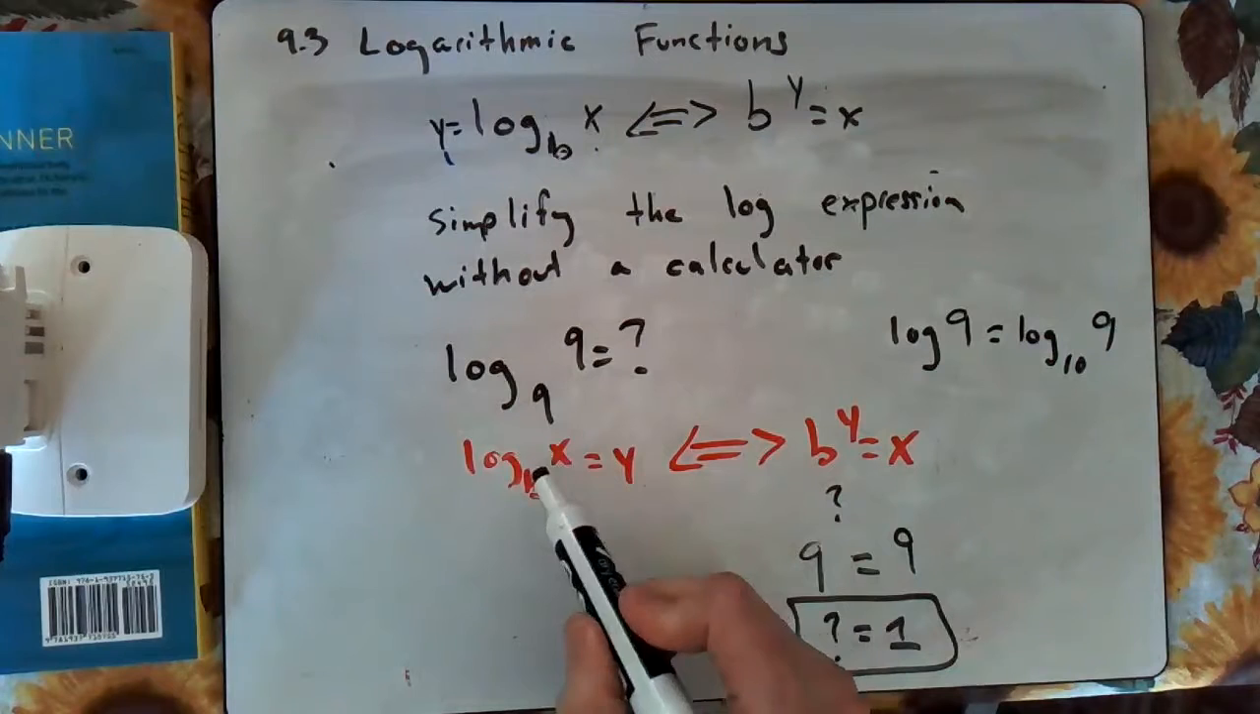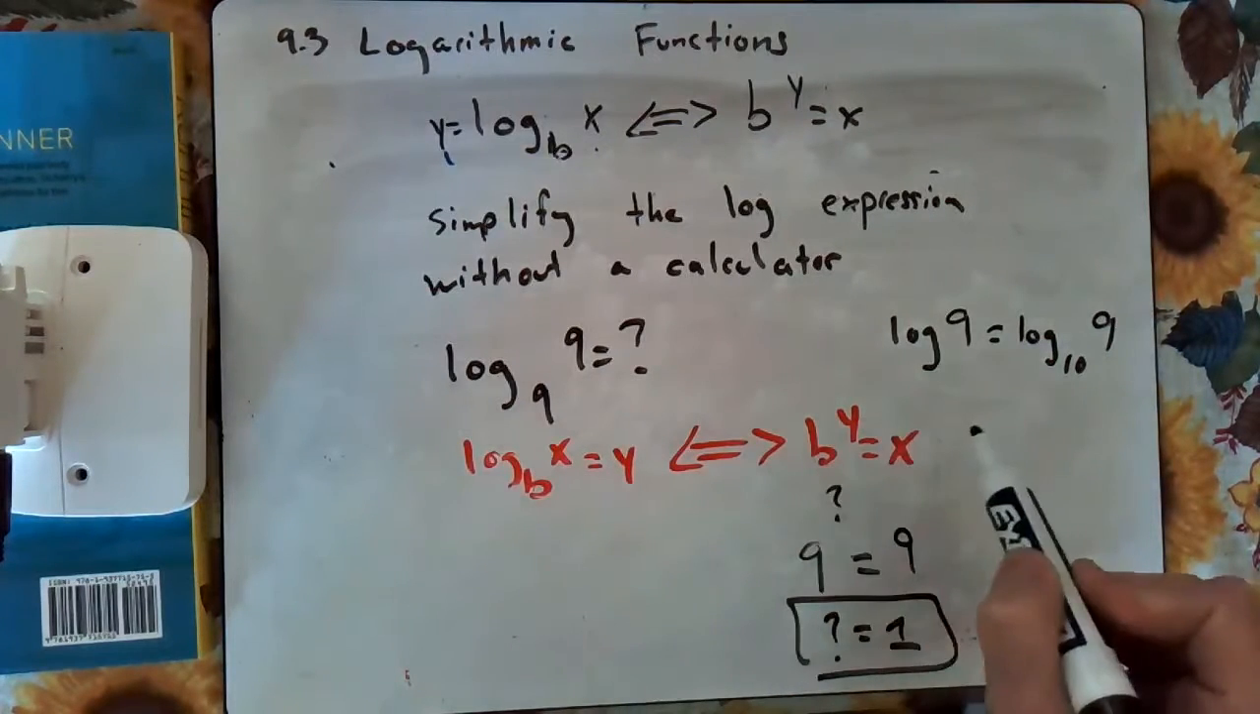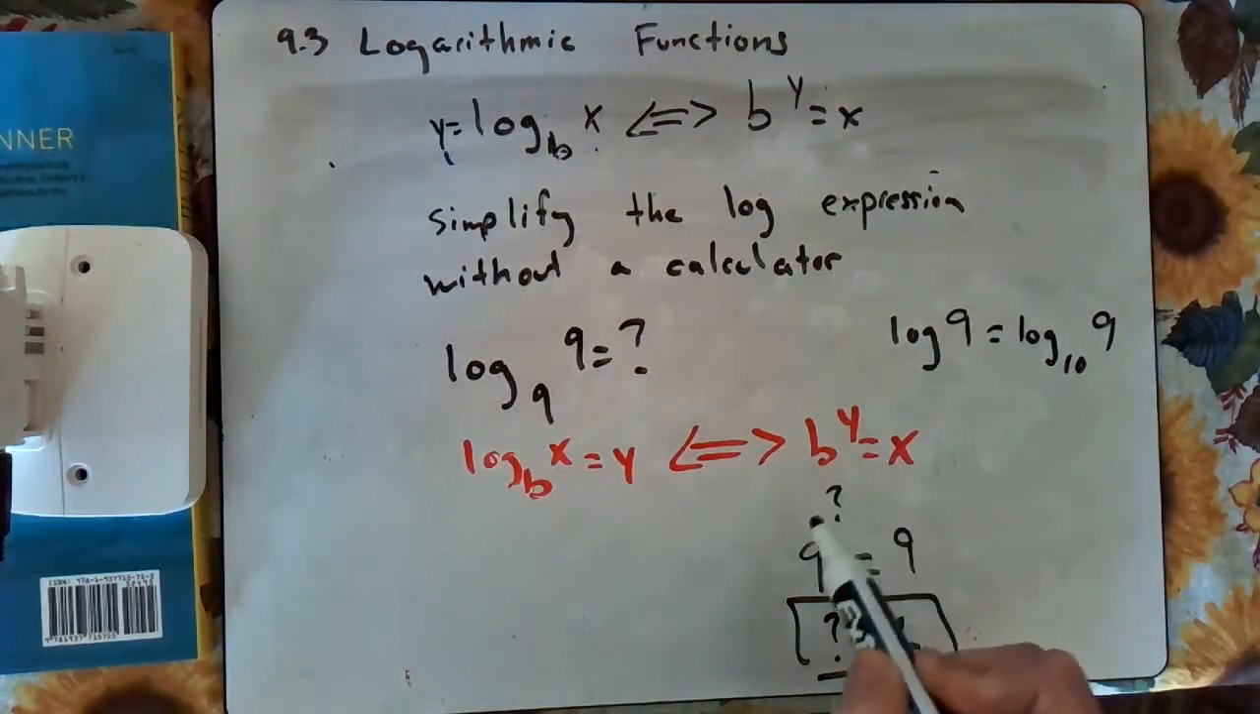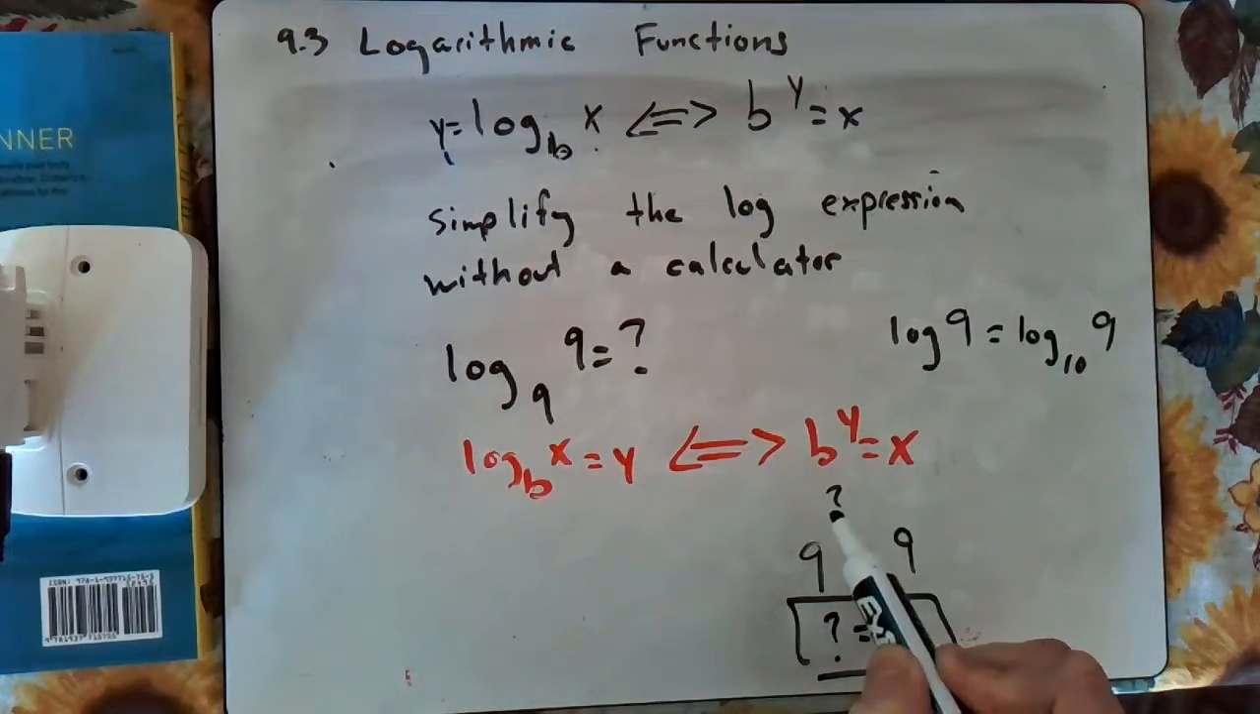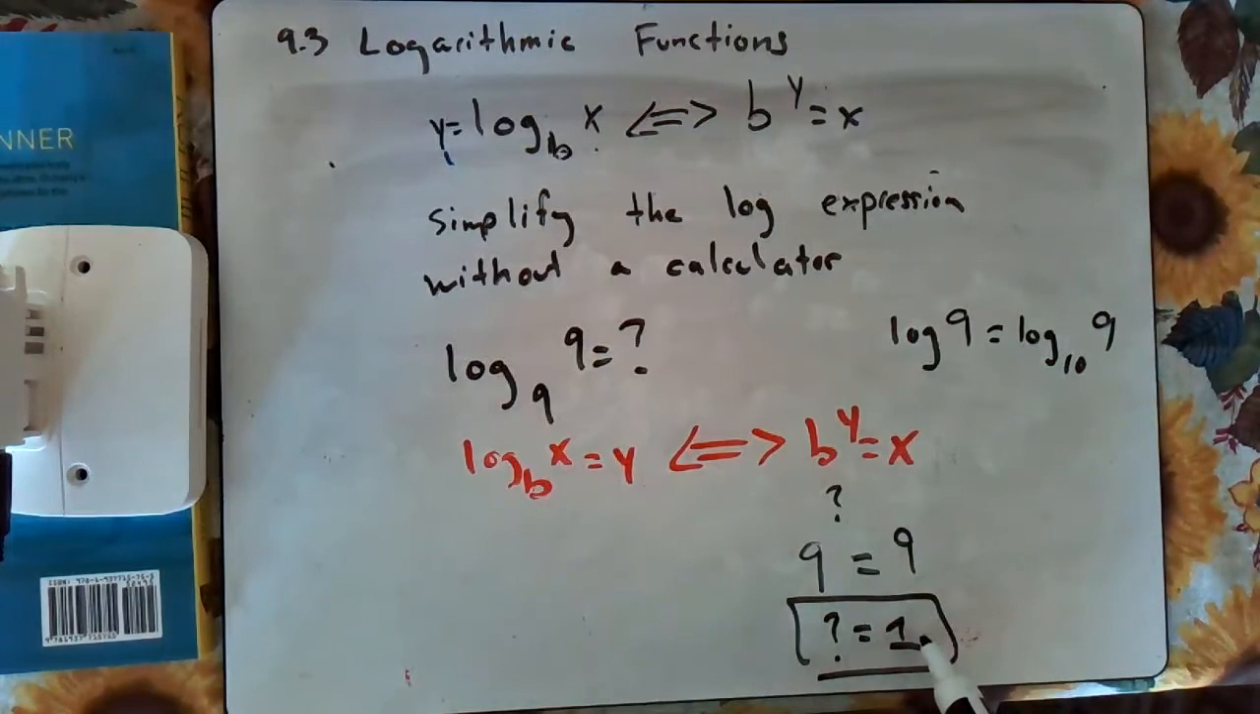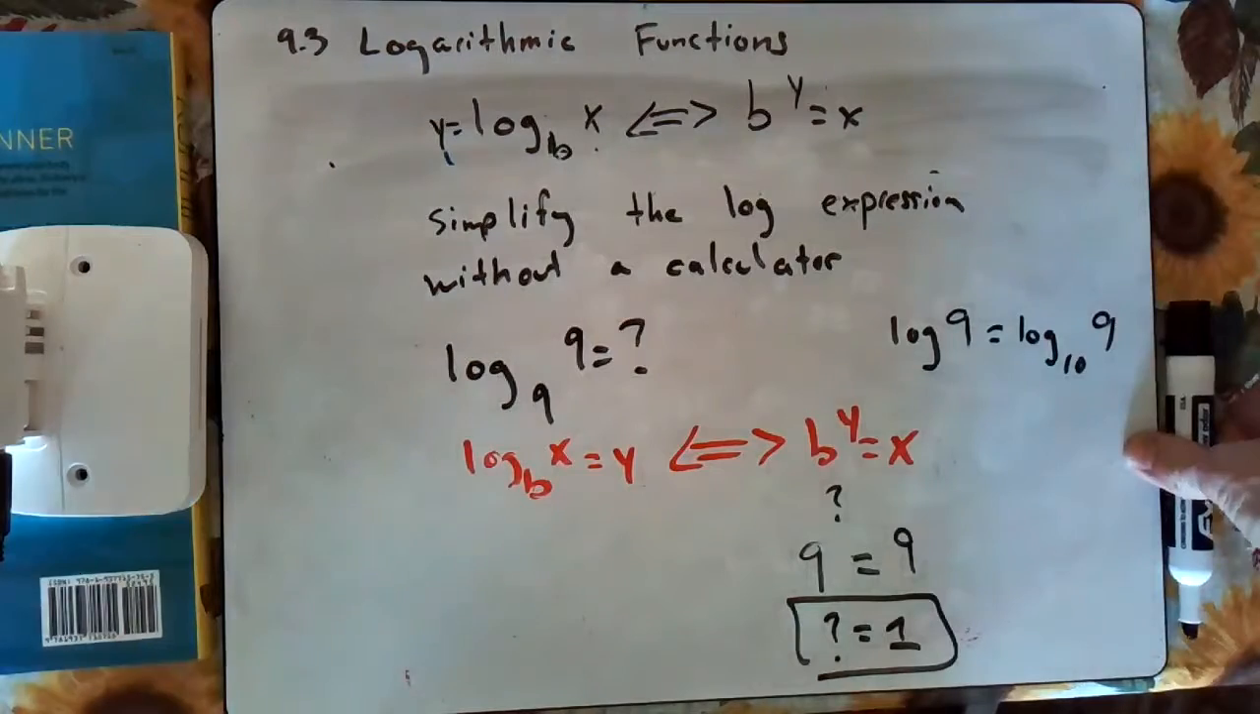So again, the trick is just convert it from log form into exponential form. Figure out what power you have to raise that to in order to get your solution. And that makes sense, right? 9 to the first is 9 right there.